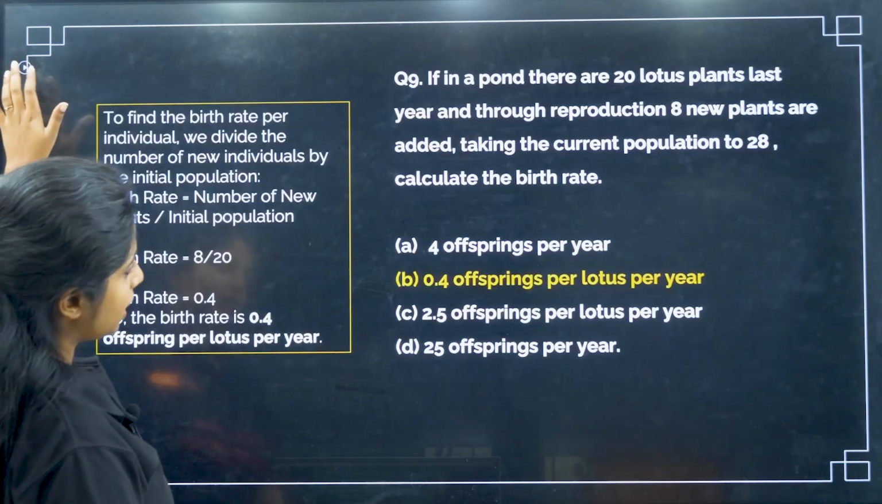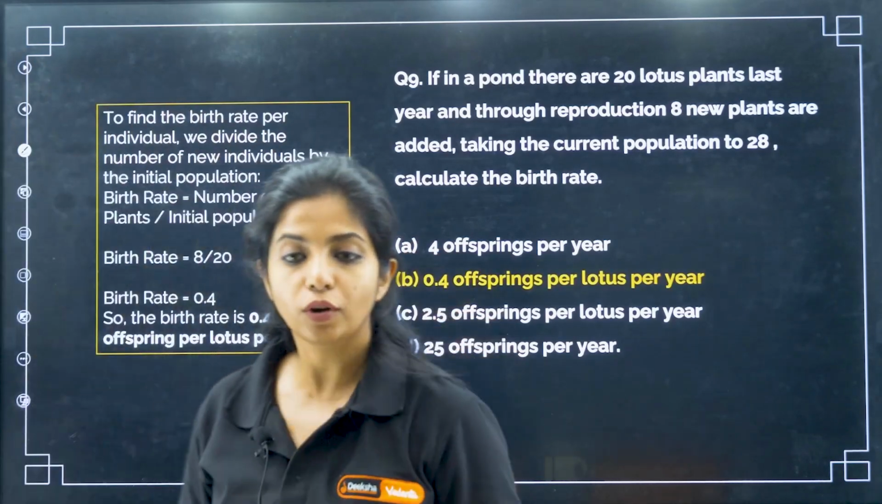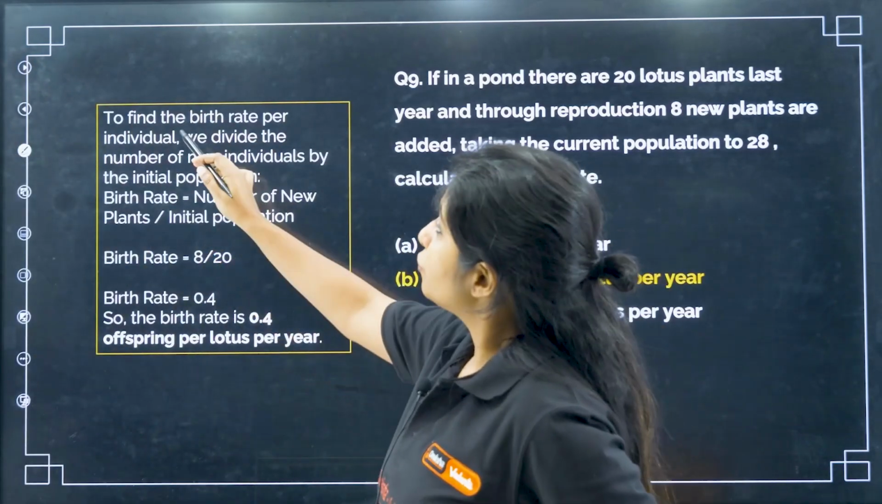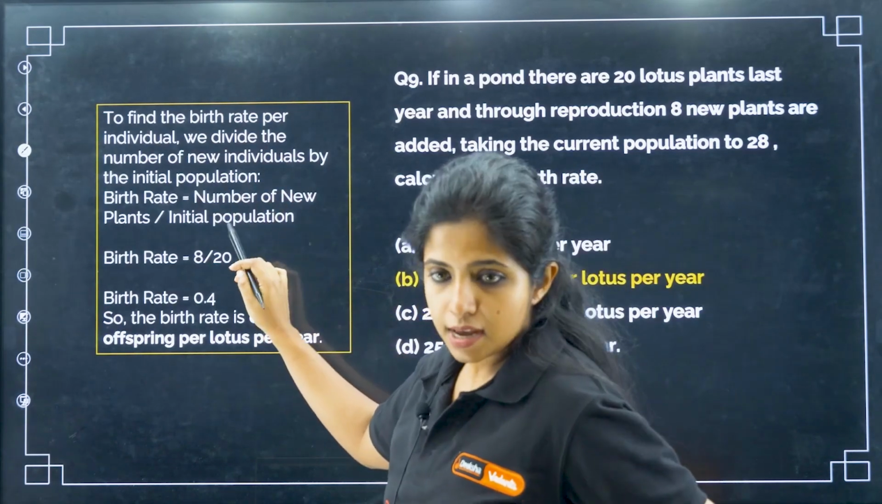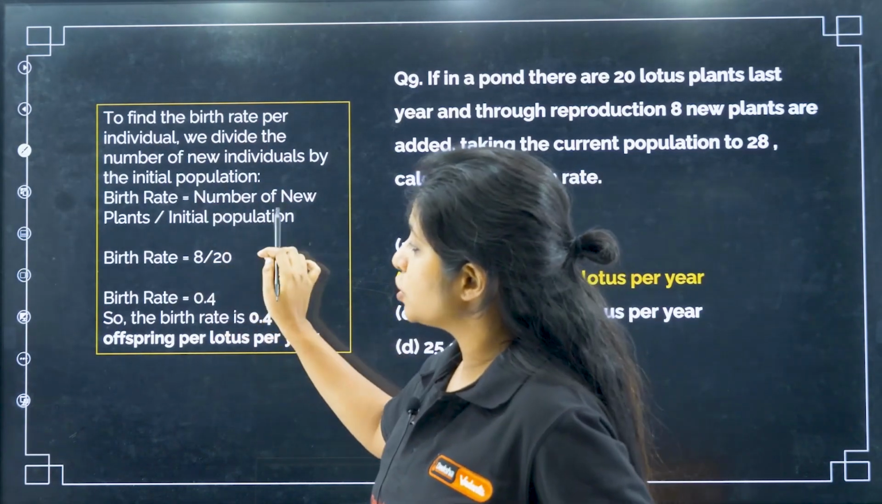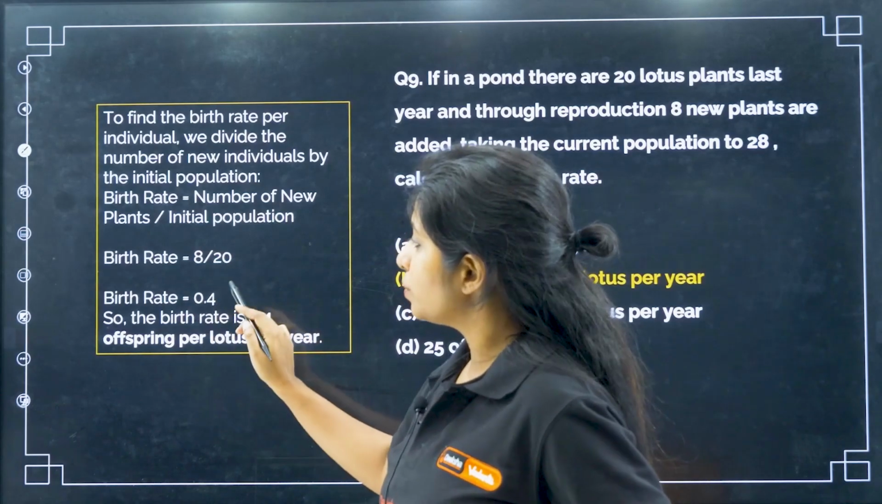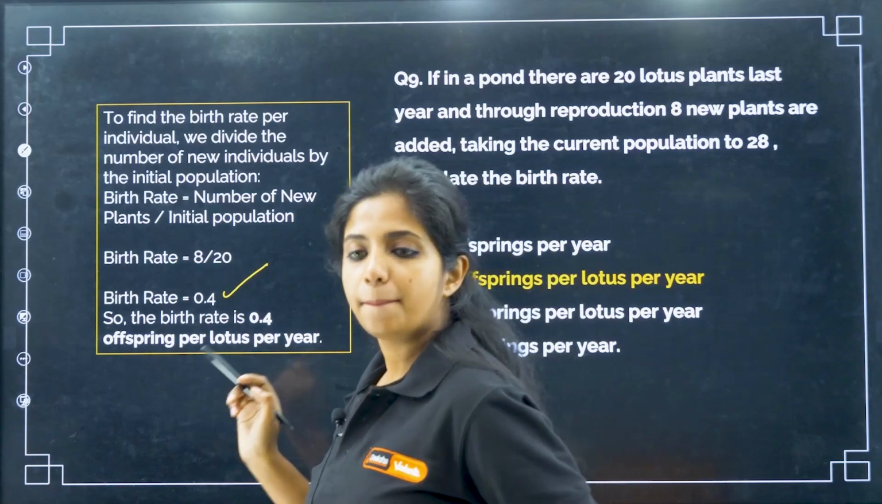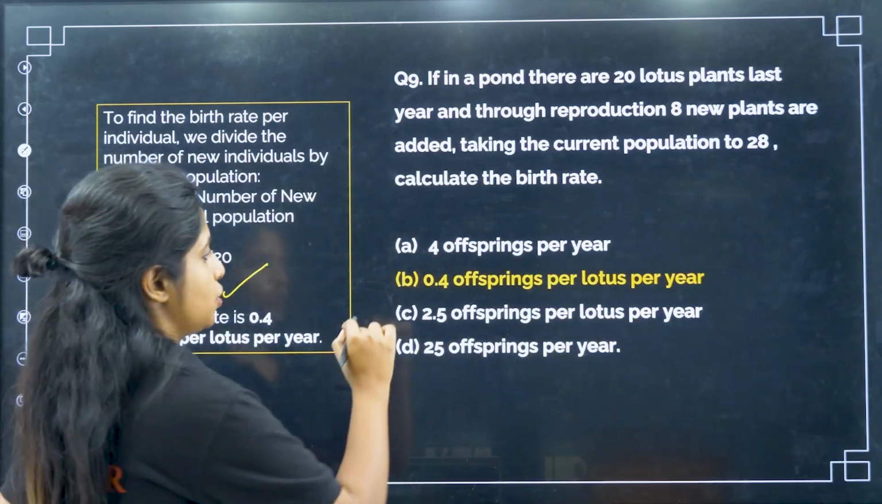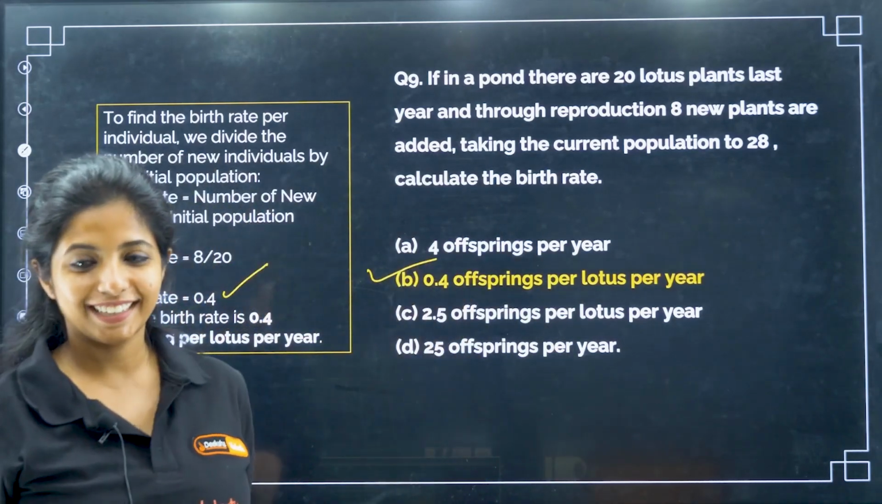Okay? Do not make any mistakes there. If you want to read the answer once more, you can. To find the birth rate per individual, we divide the number of new individuals by the initial population. So birth rate is the number of new plants divided by the initial population, 8 by 20, giving you a birth rate of 0.4. So the birth rate is 0.4 offspring per lotus per year. Okay, so that's all.